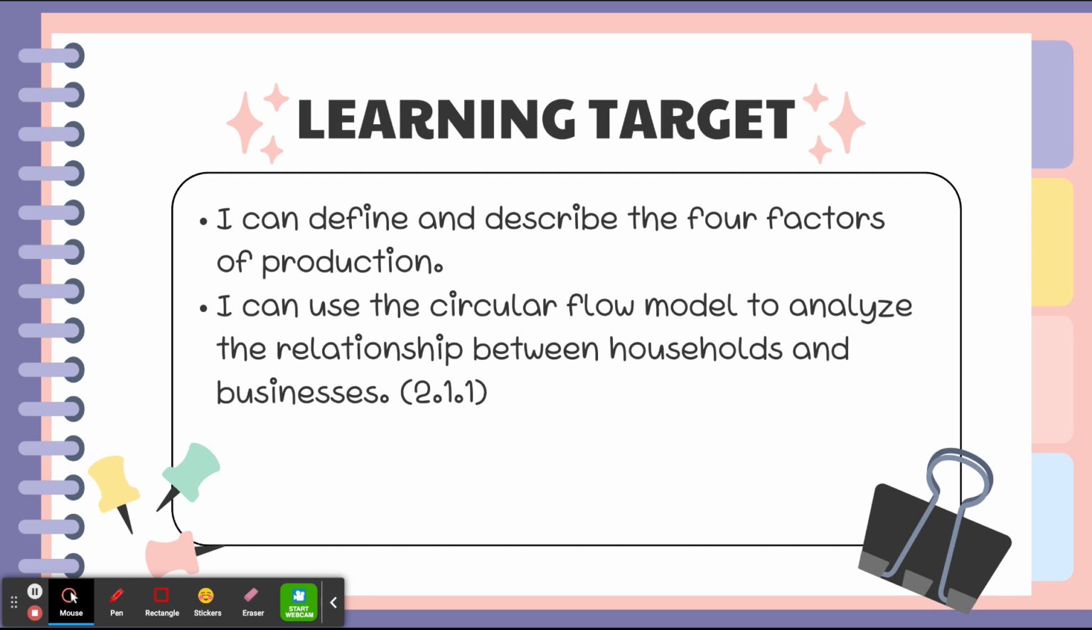I'm covering these two learning targets together because the four factors of production are a large part of the circular flow model, one of the pieces of that puzzle. At the end of this lesson, we're also going to discuss what factors are not considered in the circular flow model. While it takes into account the household and the firm or business side of things, there are a few pieces that are missing in that model.